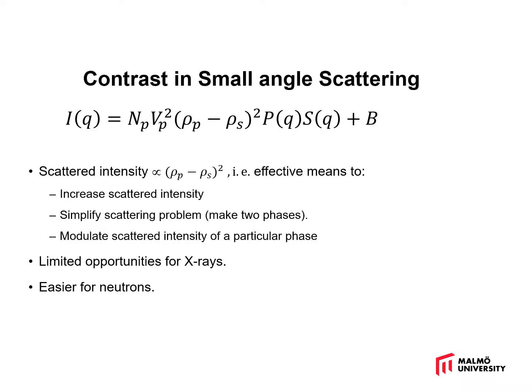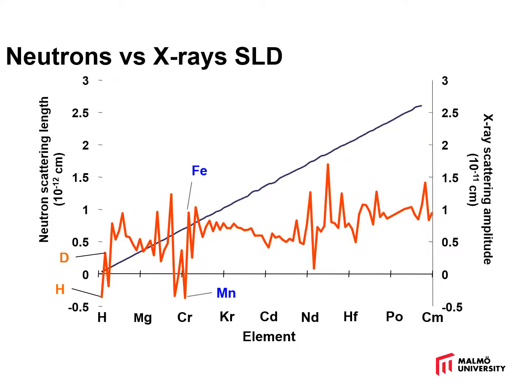There's limited opportunities for contrast variation in small angle X-ray scattering in biological systems. It's much easier for neutrons. If we consider this plot of scattering length density and X-ray scattering amplitude for X-rays and neutrons, the X-rays are the straight line, and you can see that it just goes up uniformly with atomic number.